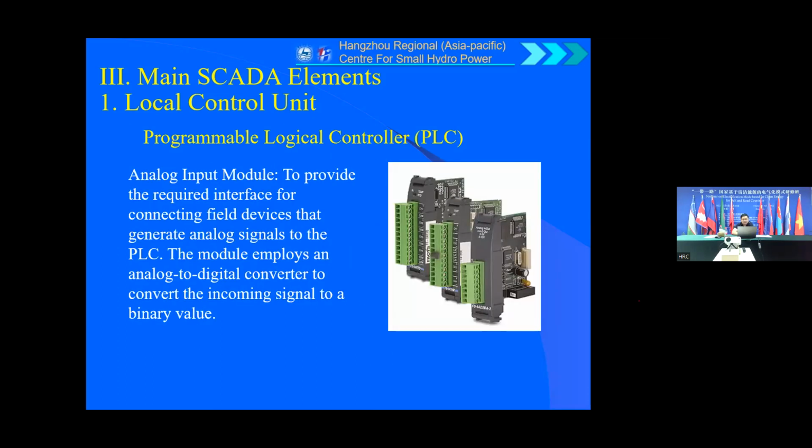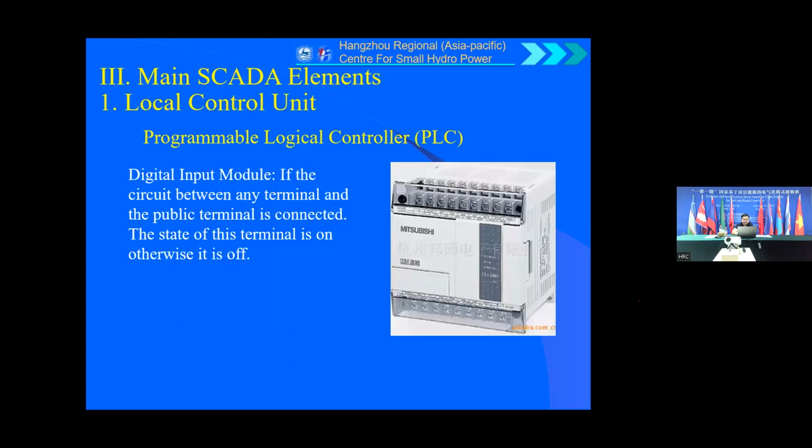So we have some modules for the PLC. This is the analog input module, to provide the required interface for connecting field devices that generate analog signals to the PLC. This module employs an analog to digit converter to convert the incoming signals to binary values. And this is a digit input module. Here you can see if the circuit between any terminal and the public terminal is connected, the status of this terminal is on, otherwise it's off.